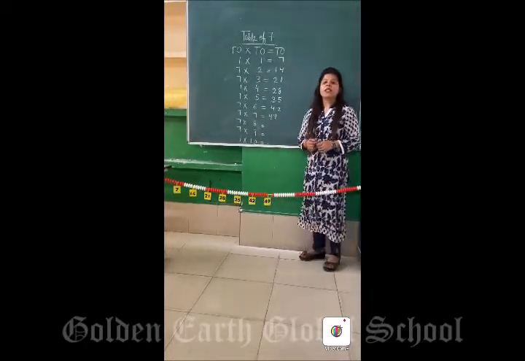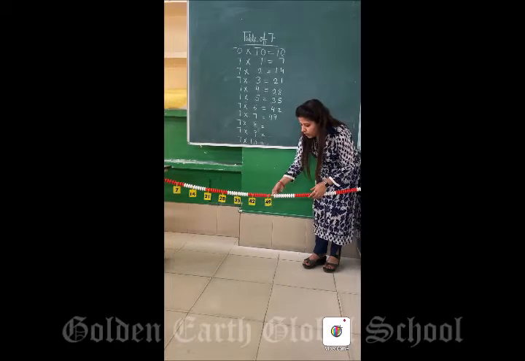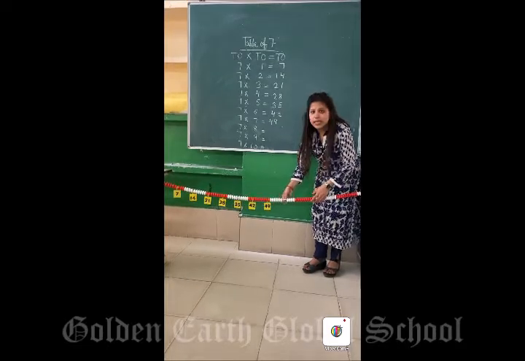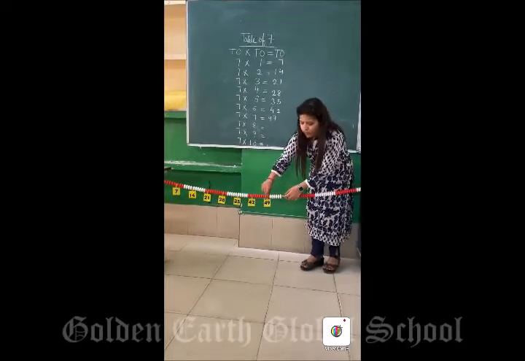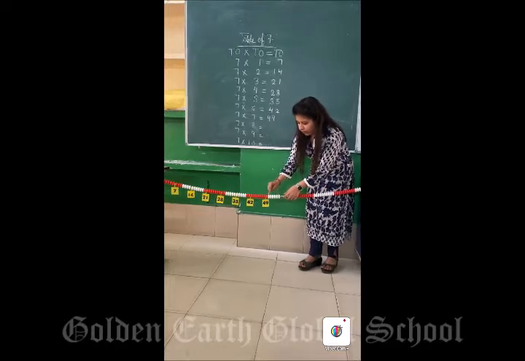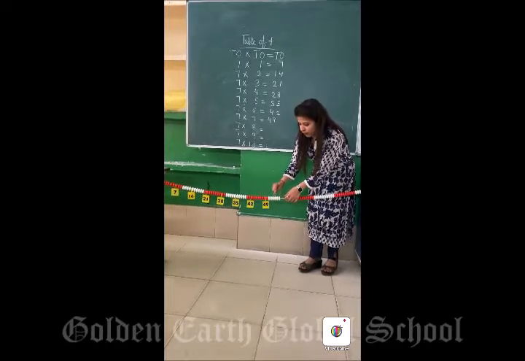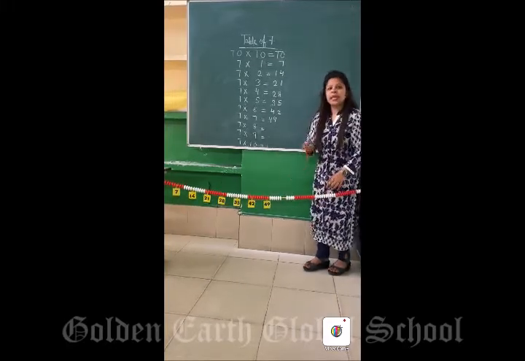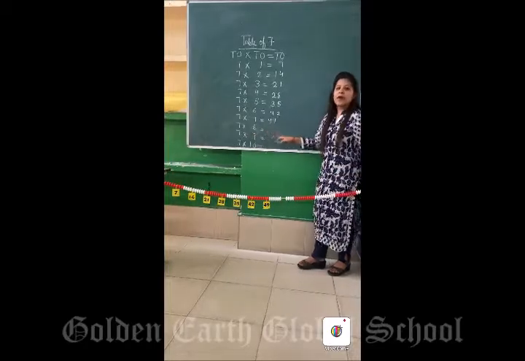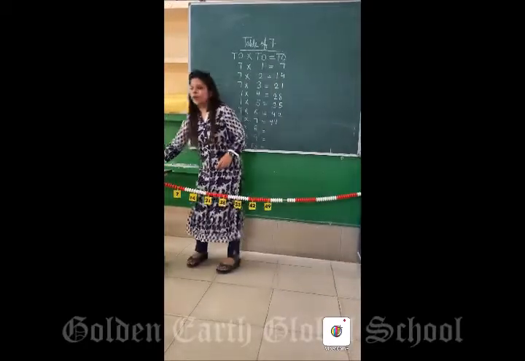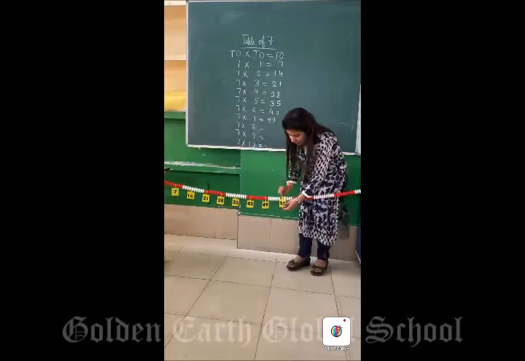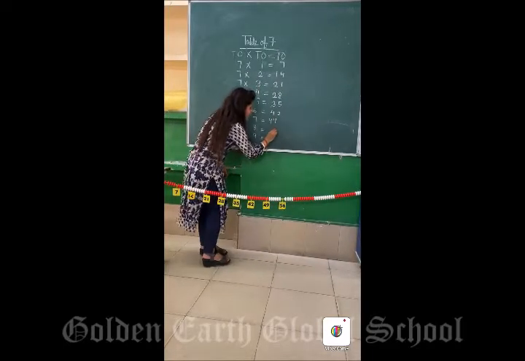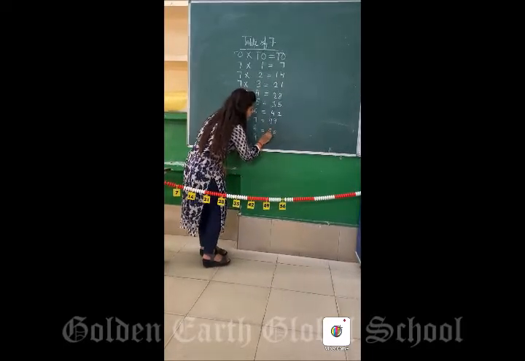Again we will count 7 more beads. 1, 2, 3, 4, 5, 6, 7. What comes after 49? 50, 51, 52, 53, 54, 55, 56. And pair कितने होंगे हमारे पास? 8. So 7 8s are 56. And we will put a tag of 56 here and write 56 here. 6 under 1s and 5 under 10s.